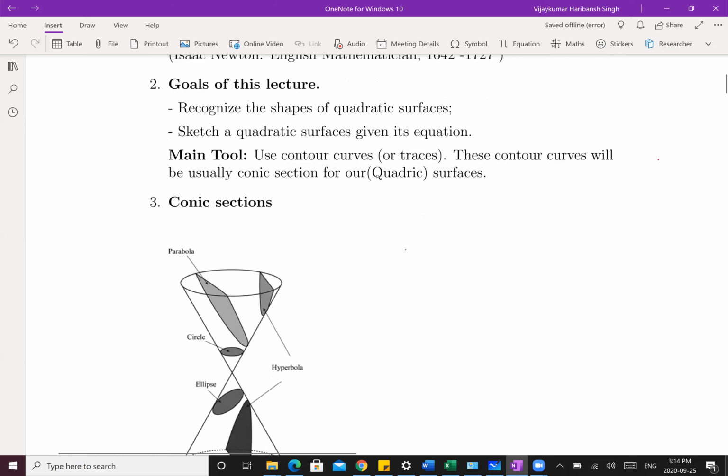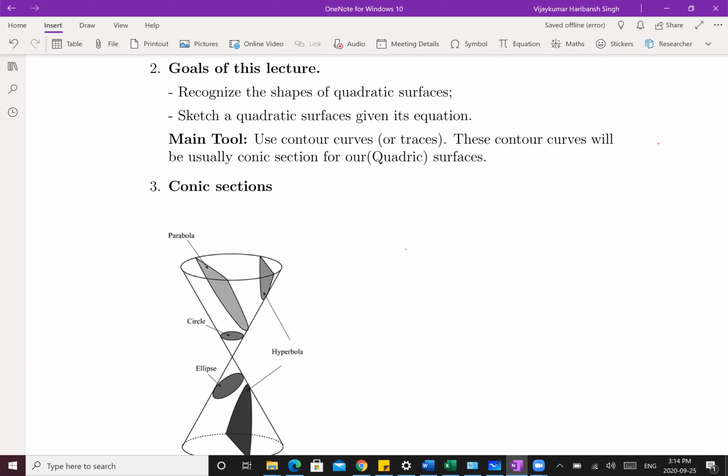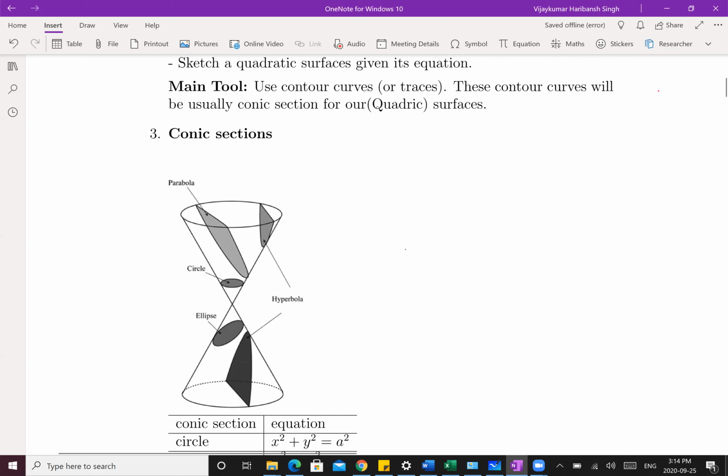So the idea is we need to understand what conic sections are. This shape is a cone. It's actually a cone, but you can think about it as a two-sided cone. Now, depending on where you cut the cone, aka where you take the section of the cone, you get different geometric objects. Say, for example, if you cut it in a horizontal plane, you'll get a circle.